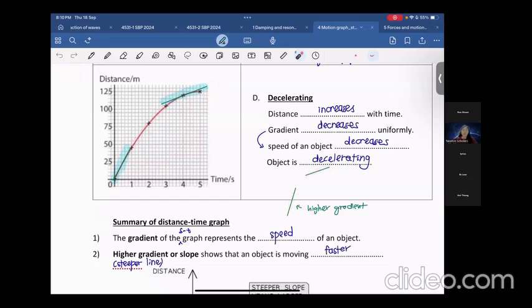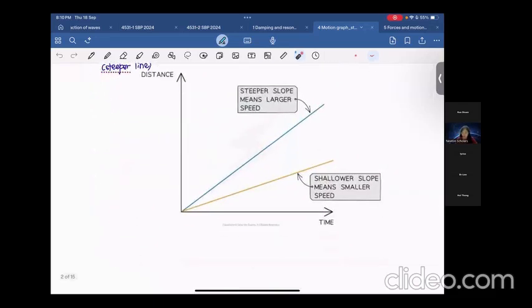For the distance time graph, we can determine the speed by using the gradient. For this blue line and yellow line, which one has the faster speed? The answer is the blue line, because the blue line has a higher gradient. The line is steeper, so this one has larger speed. But actually both of them are moving with constant speed.